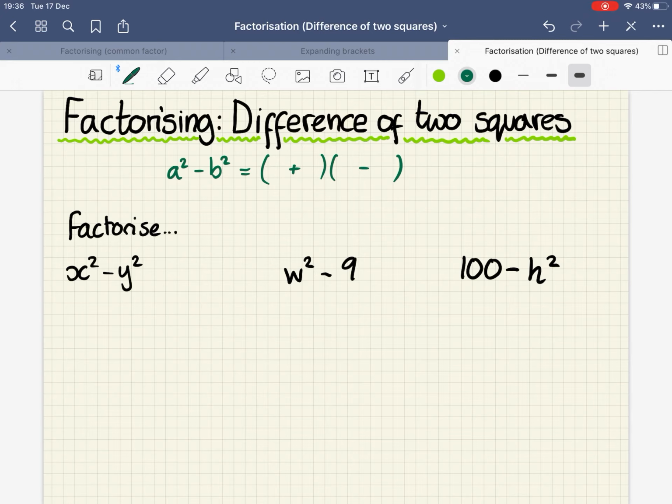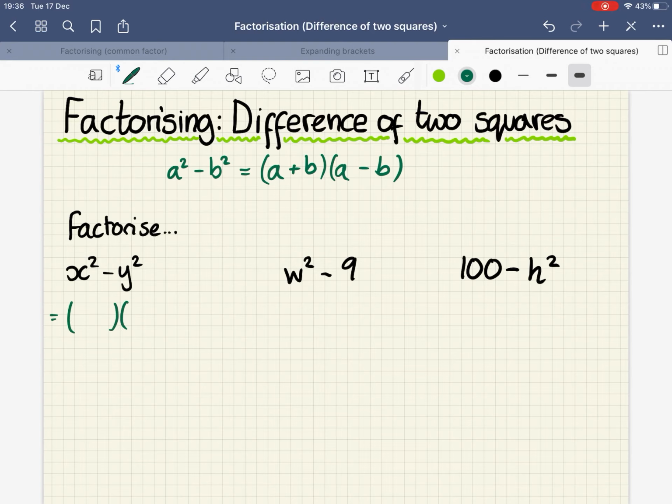Now our a squared is at the front, so you square root it to give you a. And so a goes to the front of your brackets. And then our b squared is at the back, so I square root it to b. And so b goes to the back of my brackets. So using that general rule, I can easily factorise every single one of these questions.